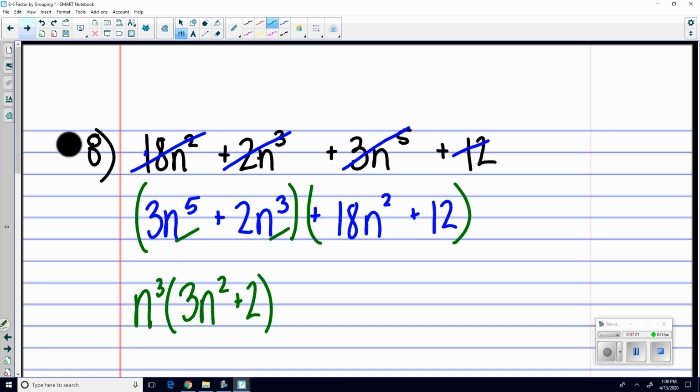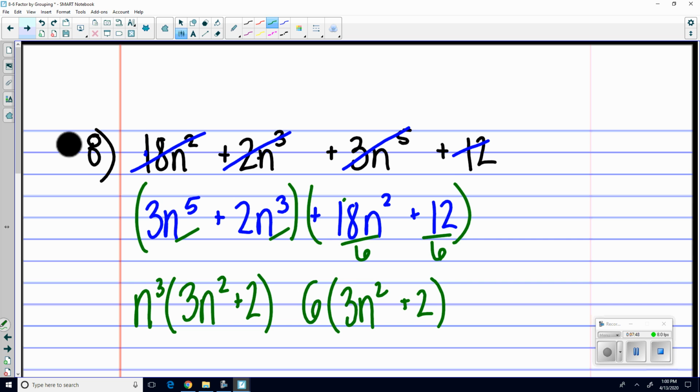All right, I need my next one to say 3n squared plus 2. 18 and 12 both share a factor of 6. That's their greatest factor we can pull out. So let's pull out a 6, divide both by 6. I would have, oops, I missed my 3. Let's put that there. I'd have a 3n squared if I'm dividing this by 6. 18 divided by 6 is 3, and I still have an n squared, and then plus 2.